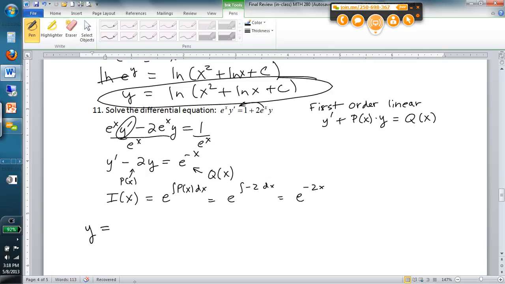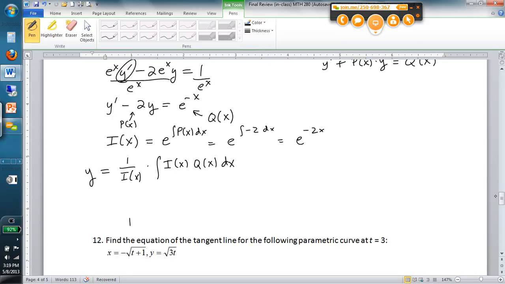So remember what our solution formula is then? It's 1 over I of x times the integral of I of x q of x. Something like that? Does that ring a bell? Isn't that the solution, the y equals solution? I believe so. So in this case, we've got y equals 1 over e to the negative 2x times the integral of e to the minus 2x, and the q of x comes from right up here, it's e to the minus x, dx.